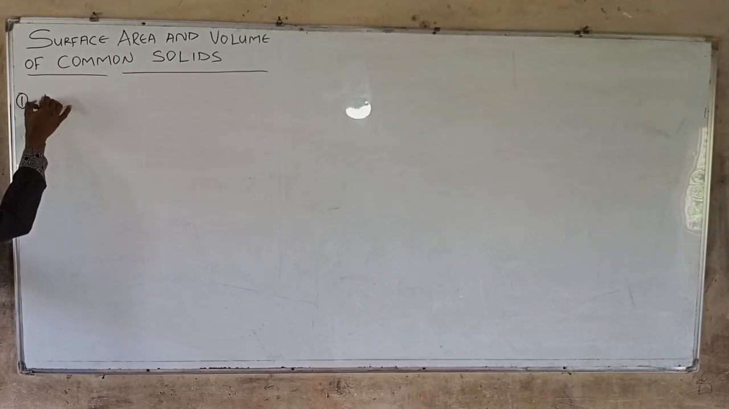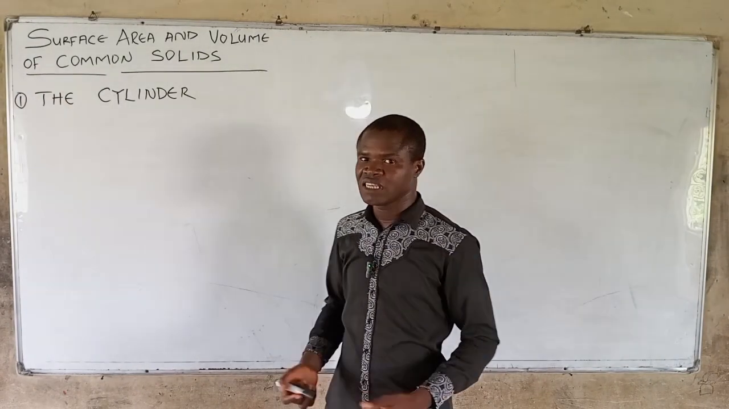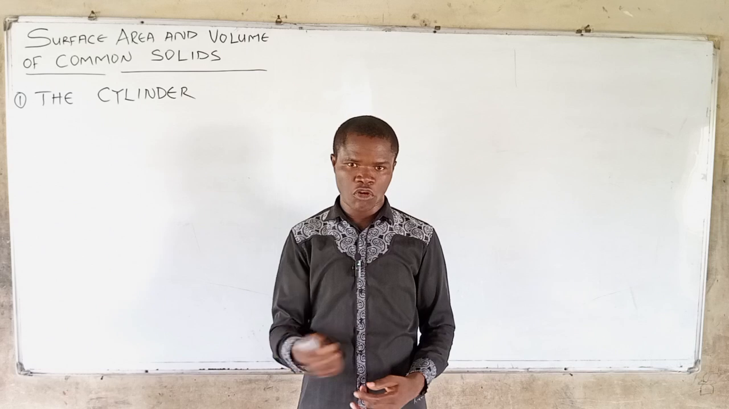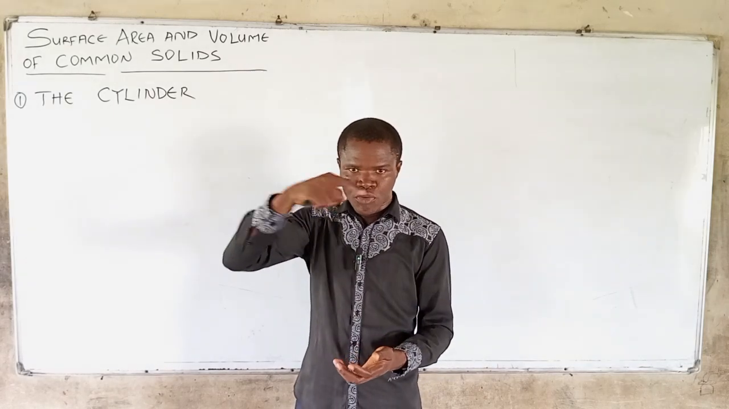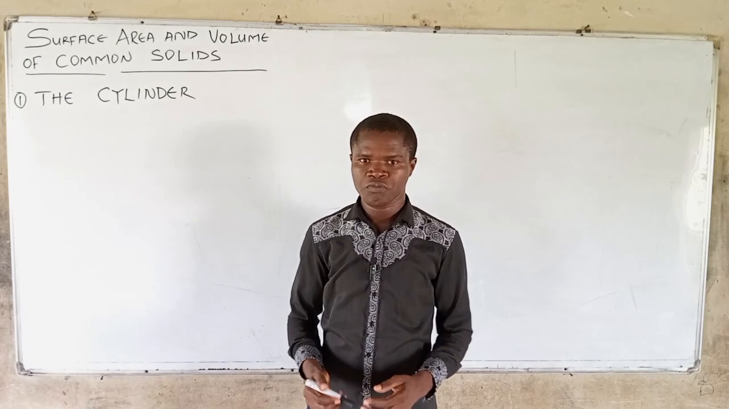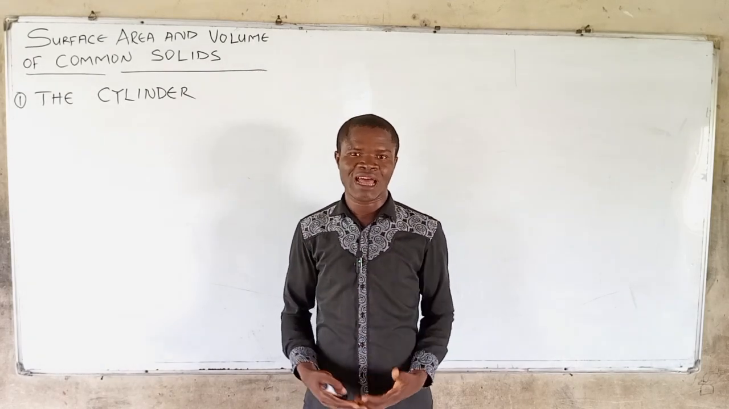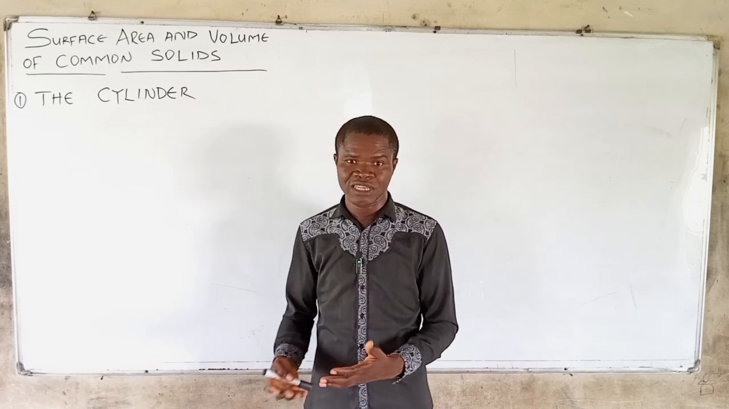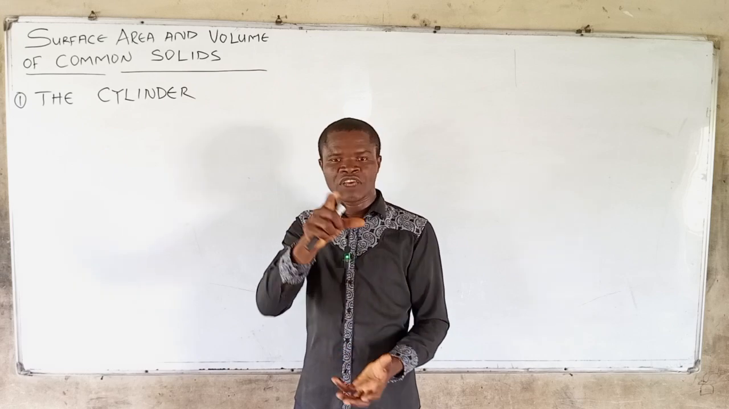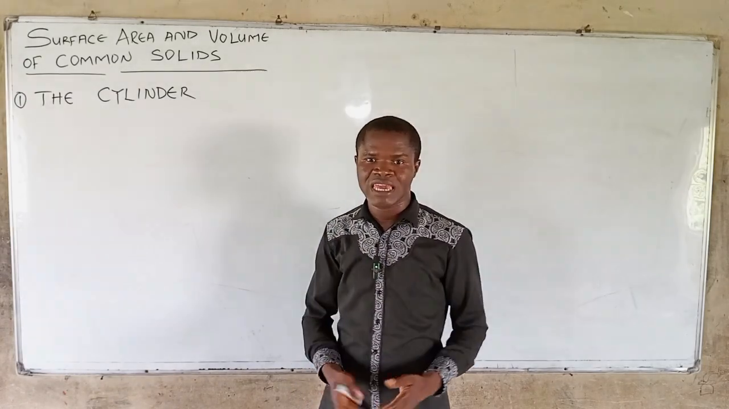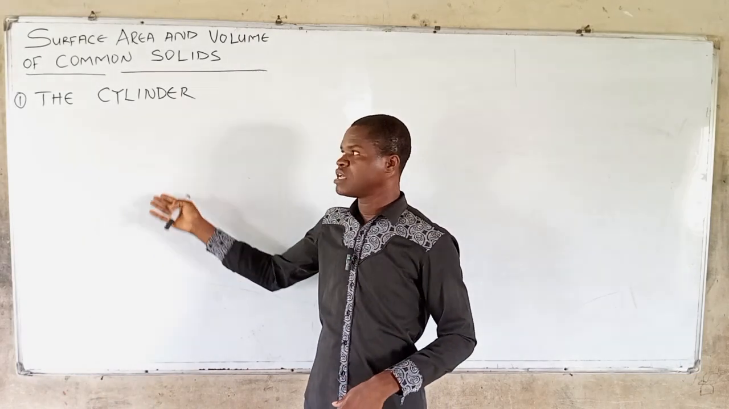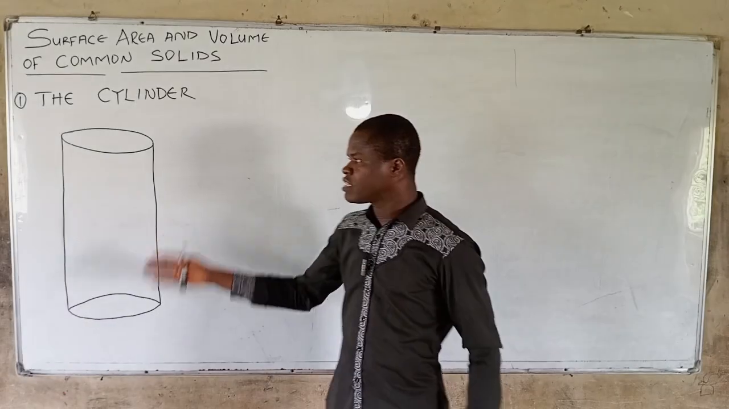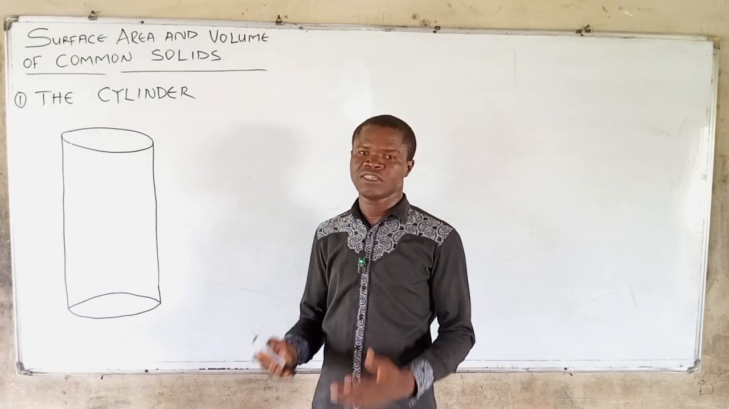Number one, the cylinder. What is a cylinder? A cylinder is a prism that has a curved surface, a circular top, and a circular bottom. But I know you're familiar with shapes like the soda can, the tomato can, and the rest. Most of those shapes are in the form of a cylinder. Let me make a simple drawing of a cylinder. So this is an example of a cylinder.